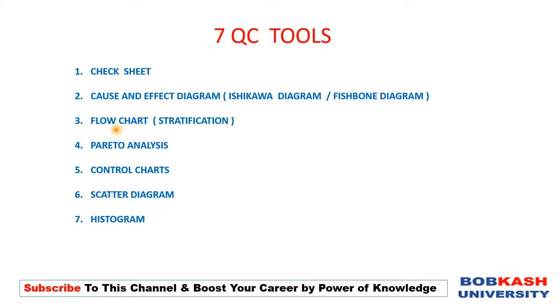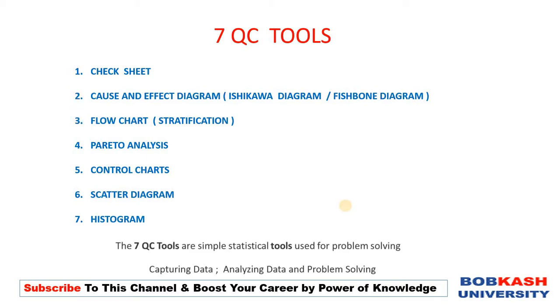The third one is Flowchart. It's also known as stratification. The fourth is Pareto analysis. The fifth 7 QC tool is the control charts. The sixth QC tool is the scatter diagram. And at number 7, we have the histogram. In this video, we are going to see 3 of the 7 QC tools in detail. Number 1, check sheet, cause and effect diagram, and the flow chart.